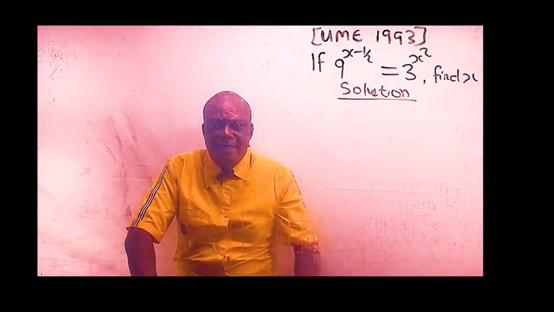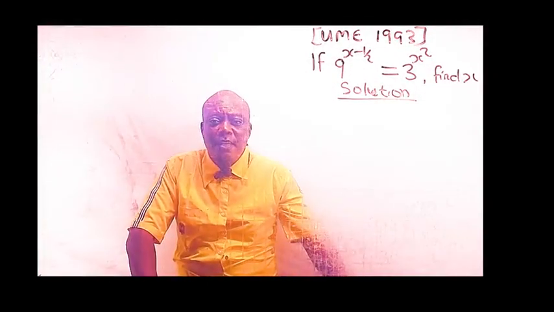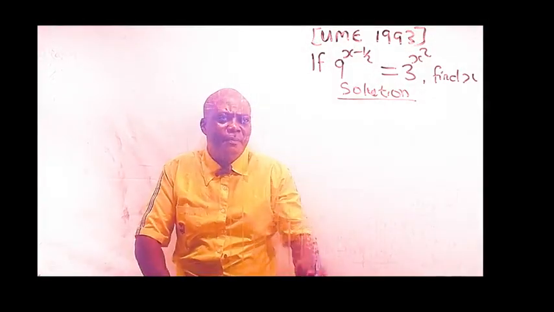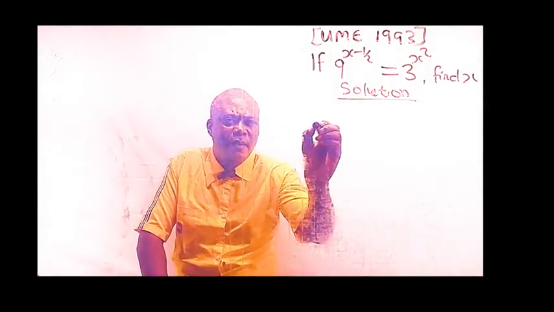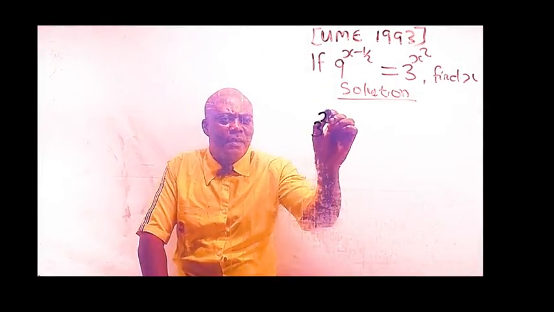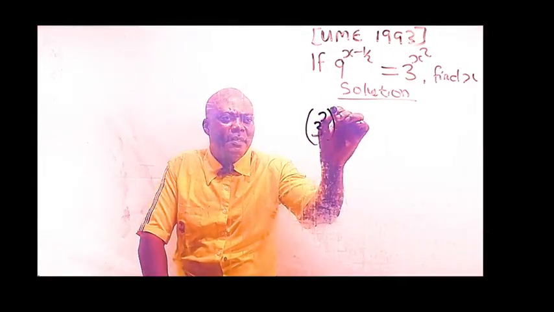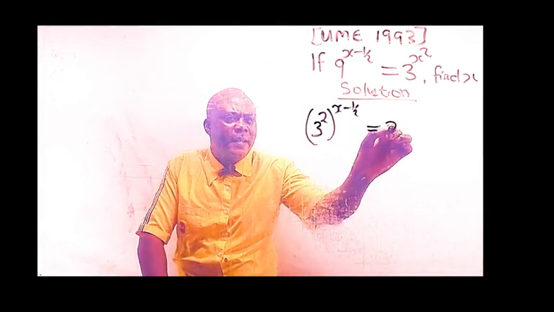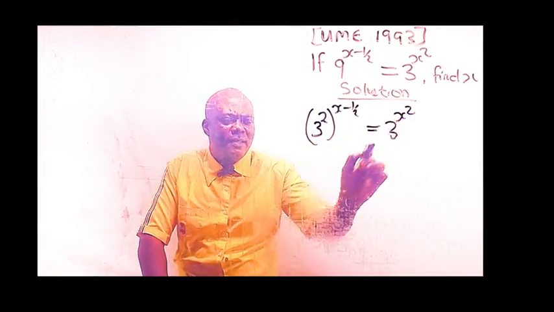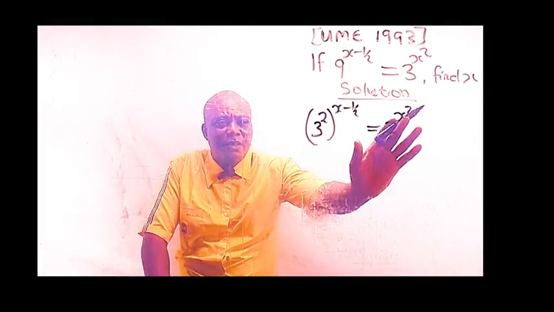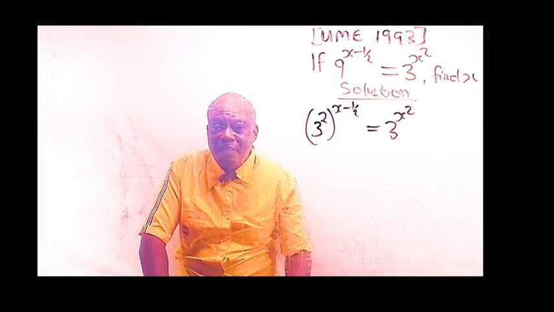Let us find the value of x in this exponential equation. This one now, we first of all break this one to 3 squared. And if you do that, the powers now are (x minus 1) over 2 and equals to 3^(x squared). This equation involves a quadratic equation because the power of x here is 2.